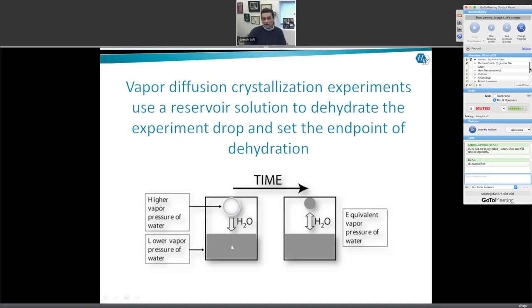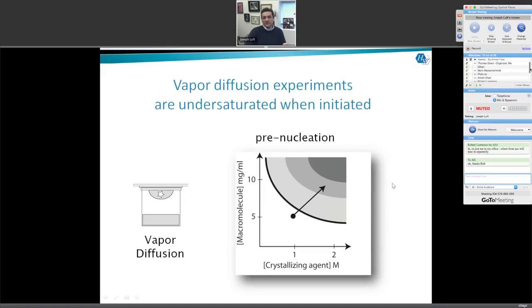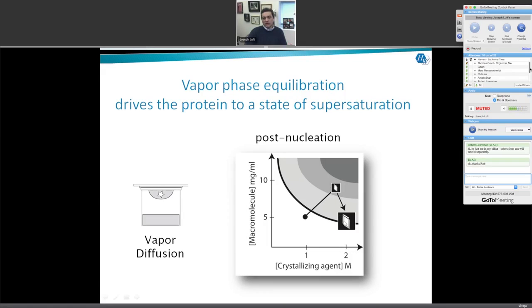Okay? The reservoir is also going to set the endpoint of the dehydration process. So again, with a vapor diffusion experiment, you're starting off undersaturated, you're combining the protein in the cocktail, and then you're dehydrating the experiment, hopefully to drive it into the nucleation zone, where you can have a nucleation event, and then eventually equilibration at the saturation point takes place.